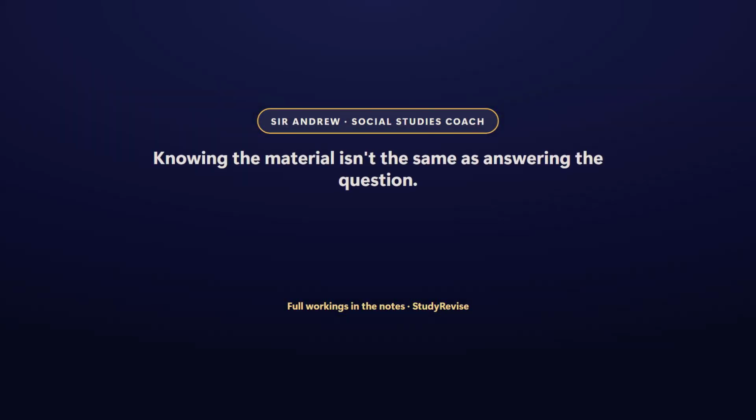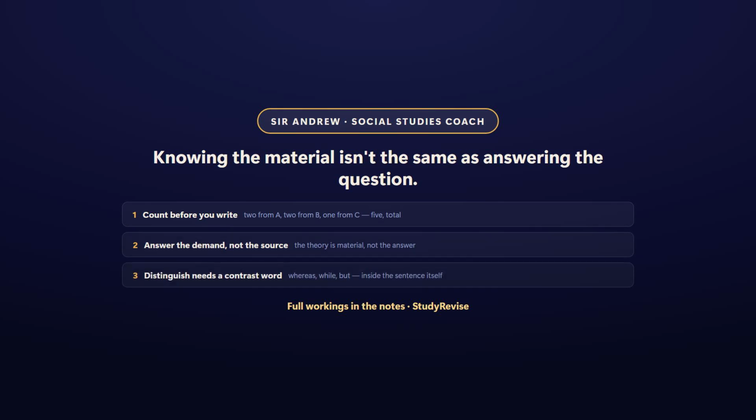3 cases, 1 lesson underneath all of them. Knowing the material is not the same as answering the actual question. Count your questions before you answer a single one. Read the command word before you build your response. And when you're asked to distinguish, put the contrast inside the sentence itself. Don't just place 2 definitions side by side.